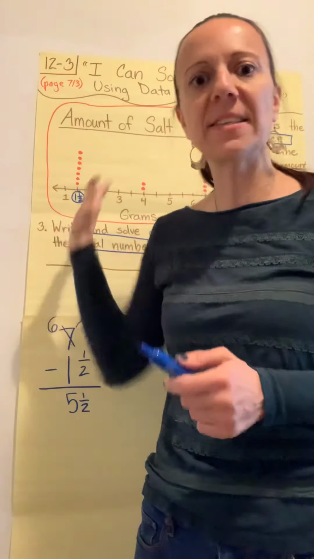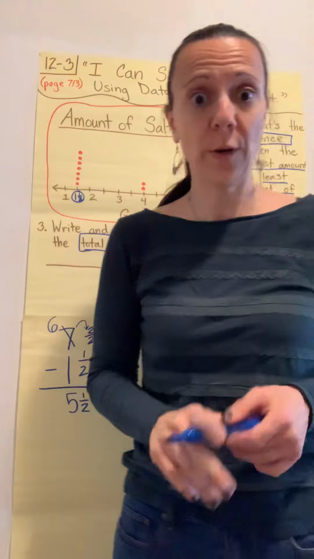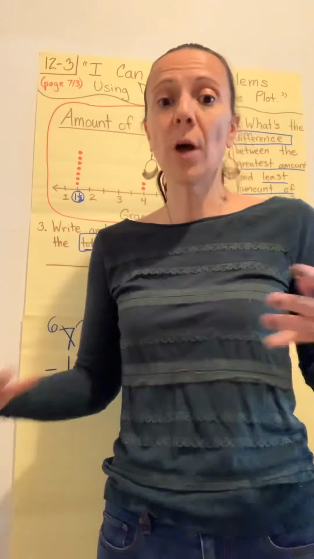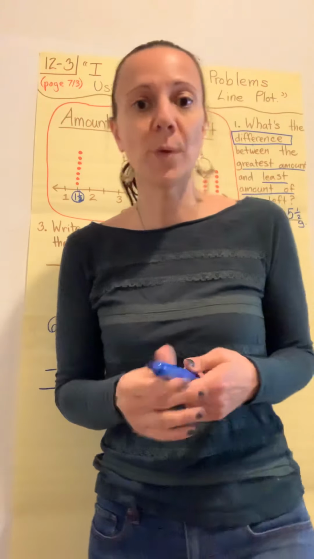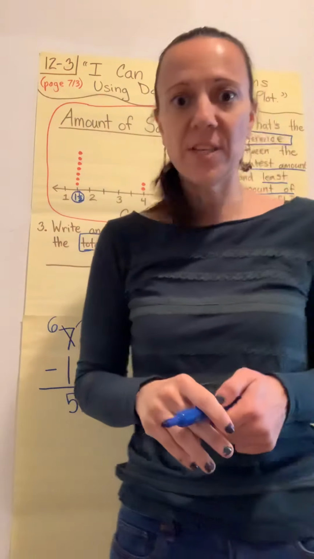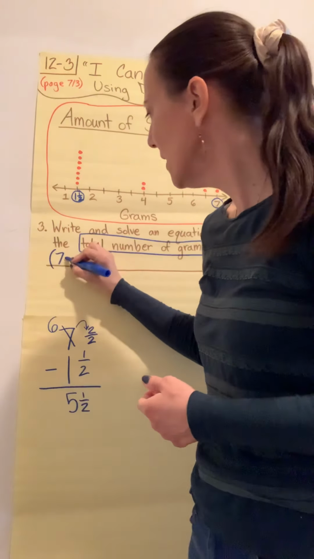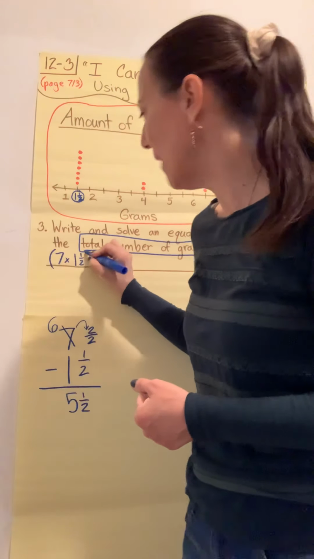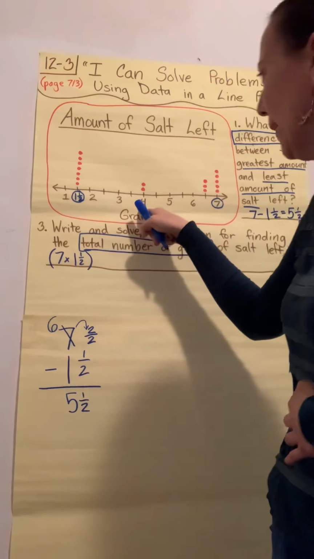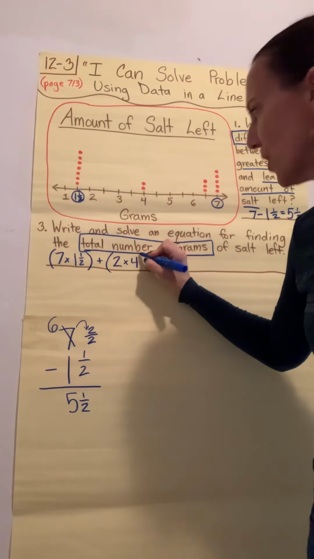So for every dot on the line plot, I'm going to have to assign it a value based on what number it is over. So I see I have a whole group of them here. I'm trying to write an equation, and now I'm talking about a bunch that have the same value, so I'm going to use multiplication. I have 1, 2, 3, 4, 5, 6, 7 containers here that had 1.5 grams of salt left. So I'm going to start my equation with 7 times 1 1/2. Okay. The next thing I can skip all the way over here is 4. I also have 2 containers that each had 4 grams of salt left.